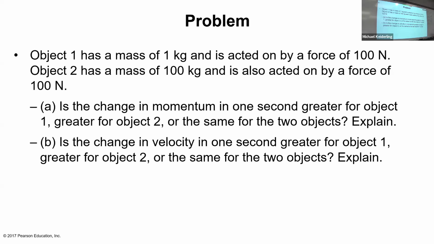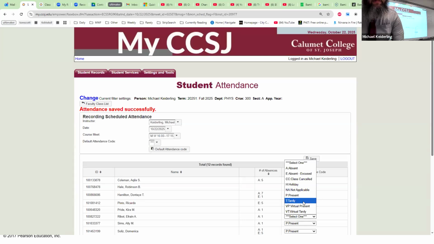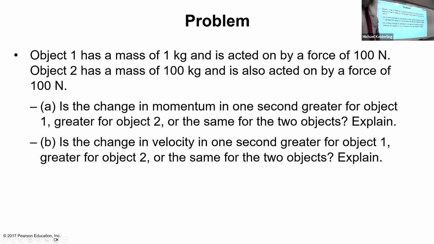There's two objects. One is 1 kilogram, one's 100 kilogram. Both of them are acted on by the same 100 Newton force. Is the change of momentum in 1 second greater for object 1, the 1 kilogram object, greater for object 2, the 100 kilogram object, or the same for both objects? And then secondly, is the change in velocity in 1 second greater for object 1, greater for object 2, or the same for both objects?